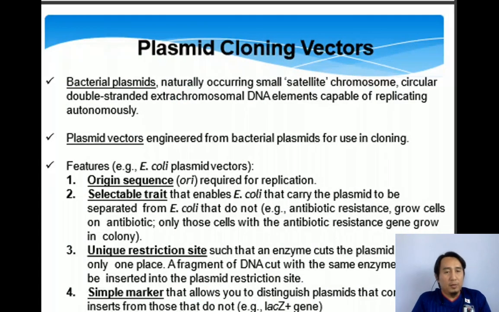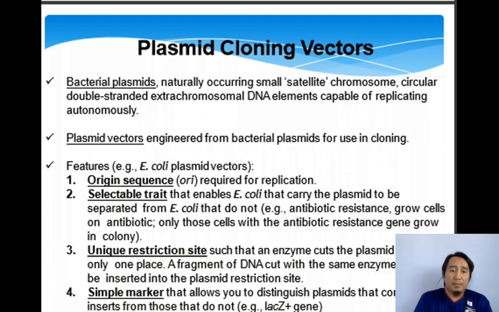Okay, so plasmid cloning vector. So a bacterial plasmid is a naturally occurring small satellite chromosome, a circular double-stranded extrachromosomal DNA element capable of replicating autonomously. So bacterial plasmid ni basically maksud satellite kat sini maknanya dia lain daripada DNA of the bacteria. So means that independently plasmid. Dia tak sama dengan DNA of the bacteria. So that's why we call it satellite chromosome.